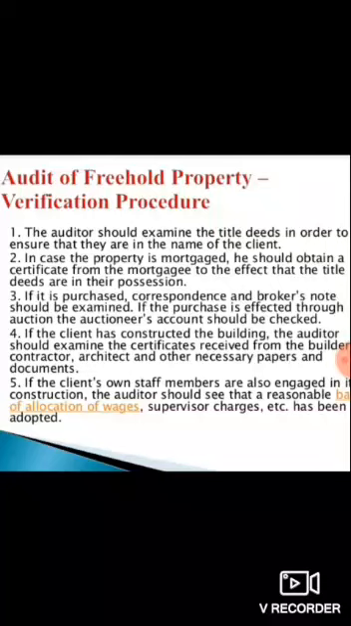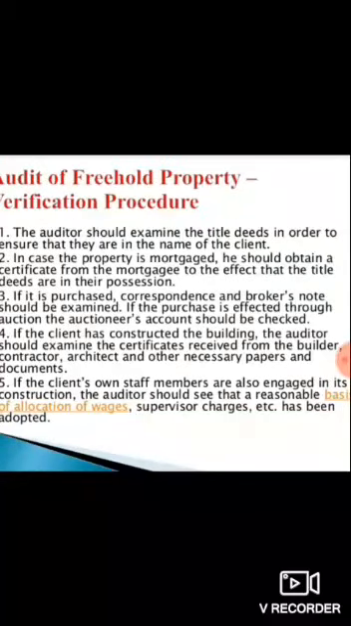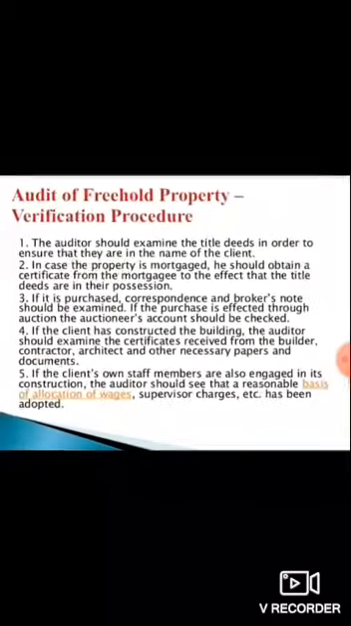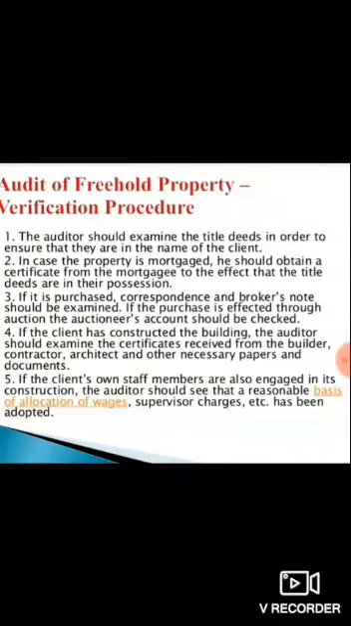If the client has constructed the building, the auditor should examine the certificates received from the builder, contractor, architect, and other necessary papers and documents. After purchasing the property, if the company has built a building on that property, he should get a letter from the contractor and the architect for the plan and the construction cost to verify whether the property is valued in the proper way or not. And if the client's own staff members are also engaged in its construction, the auditor should see that a reasonable basis of allocation of wages and supervisors' charges has been adopted.